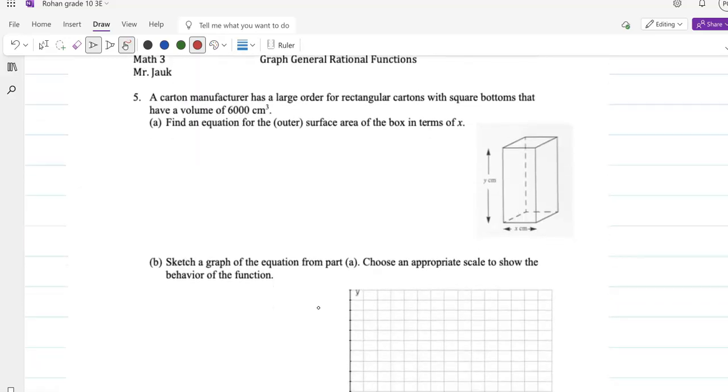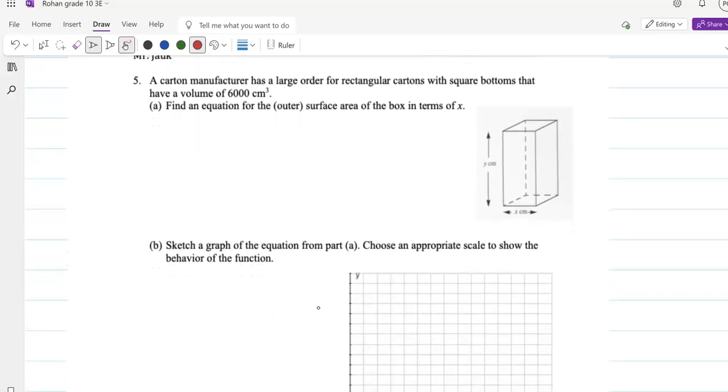Okay. Carton. A carton manufacturer has a large order of rectangular cartons with a square bottom, so x is the side of the square bottom. The volume of the carton is 6,000 centimeter cube. Find the equation for the outer surface area of the box in terms of x.